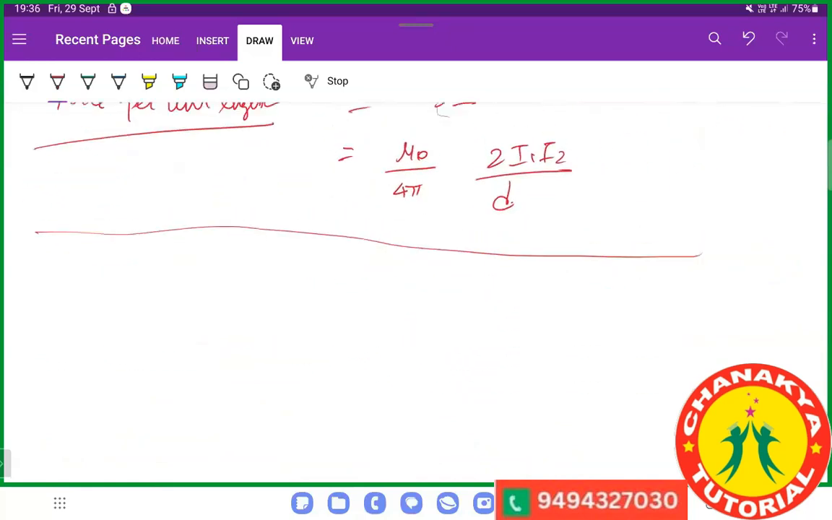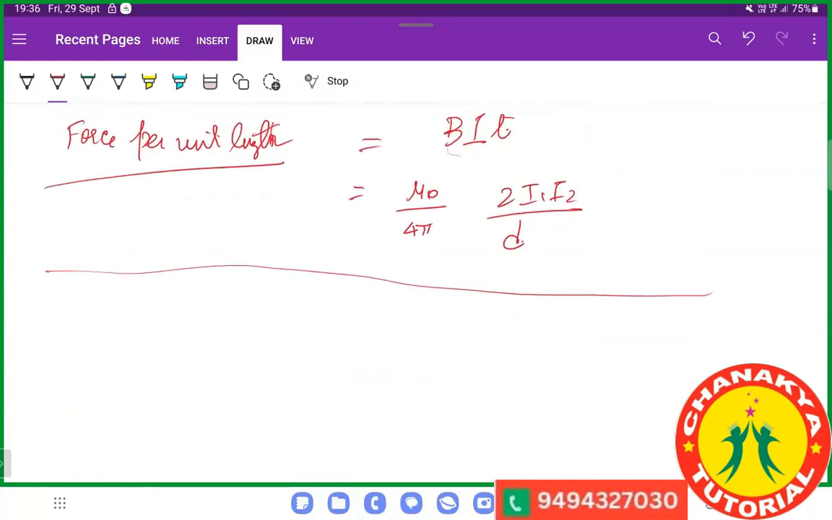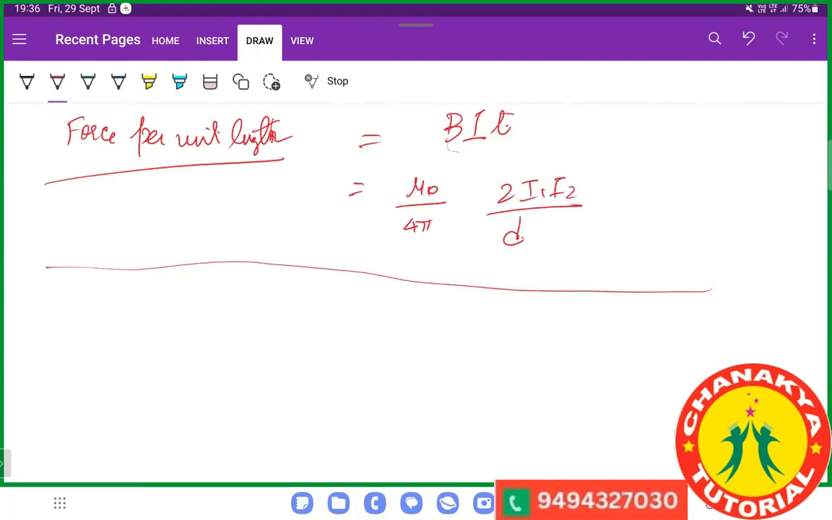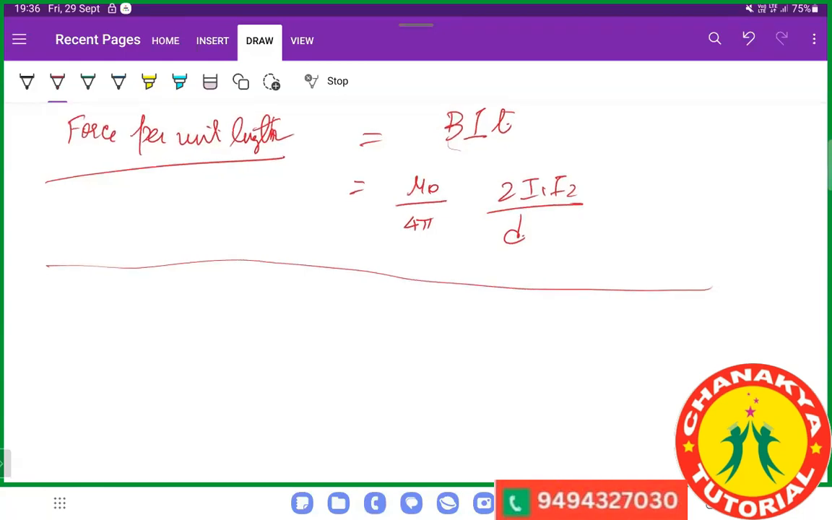What is the next class timing? We can do numerical or not? Let me check. Yes, there is a class, but still we can do one numerical at least.